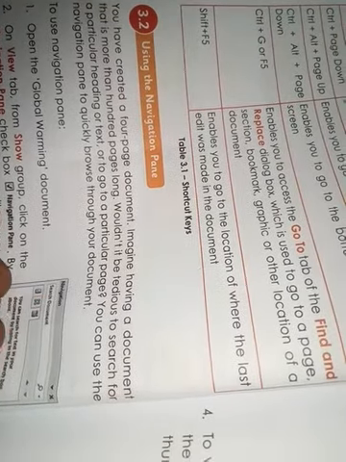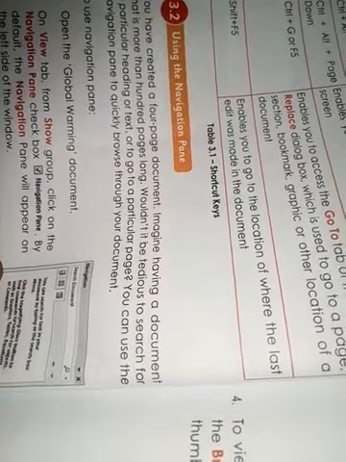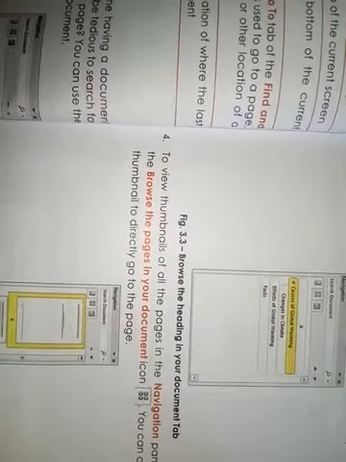Then, using the navigation pane: how to navigate using the pane.